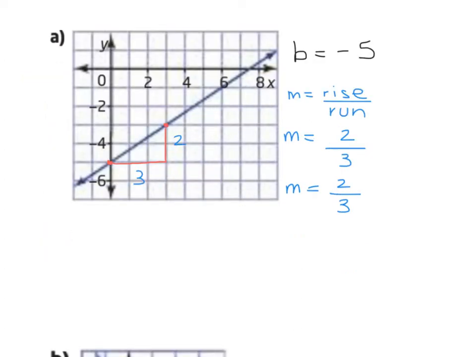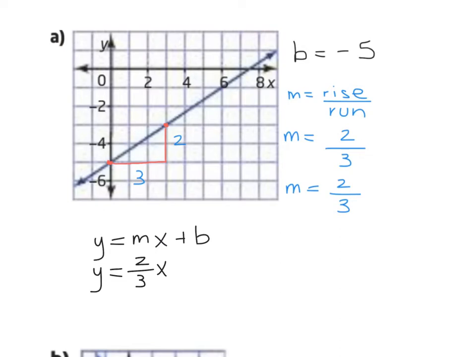The last thing that we need to do is put this information together to create an equation that represents the line that is graphed. So our equation template is y equals mx plus b. All we need to do is insert the values that we determined for m and for b. So the y is going to stay the same, the equal sign is going to stay the same. In the place of m, I'm going to put in my slope value, which was 2 over 3. I have an x, and then I'm going to put in my b value.